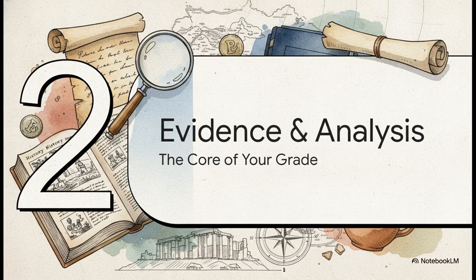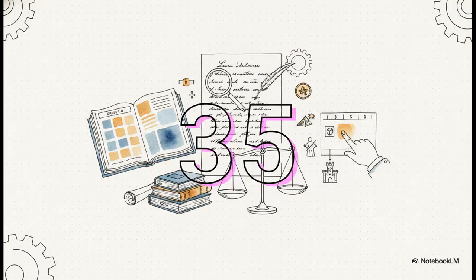Moving right along to Section 2, Decoding Evidence and Analysis, which is the absolute core of your grade. Now let's zoom in on the real meat and potatoes of this module, the evidence and analysis assignment. This is your time to shine and prove you can think like a historian. This assignment is worth 35 points, making it the most heavily weighted component of the entire module. So precision here is key.